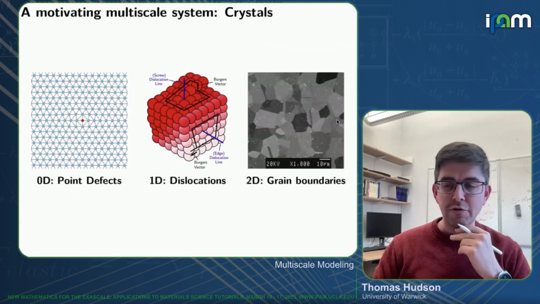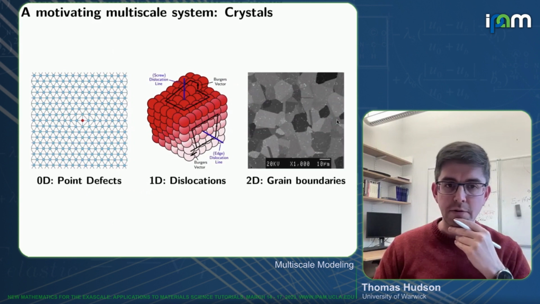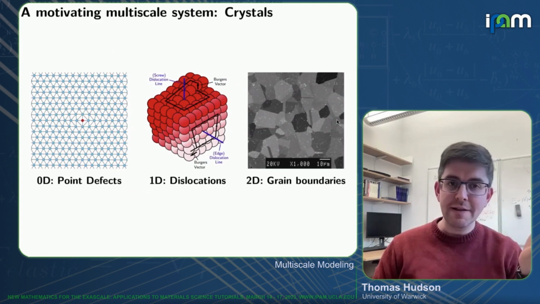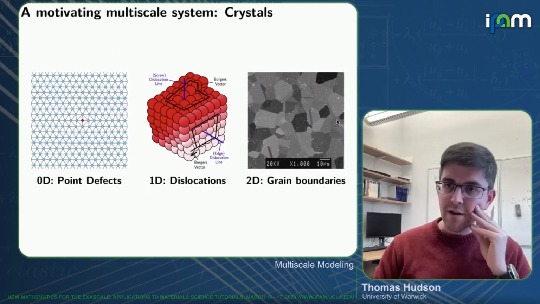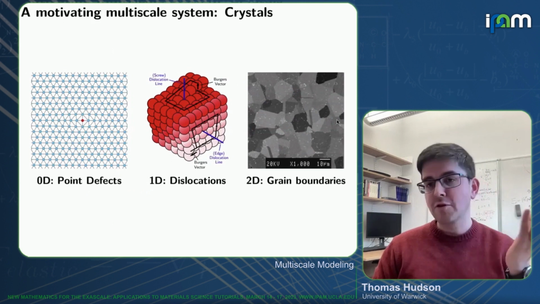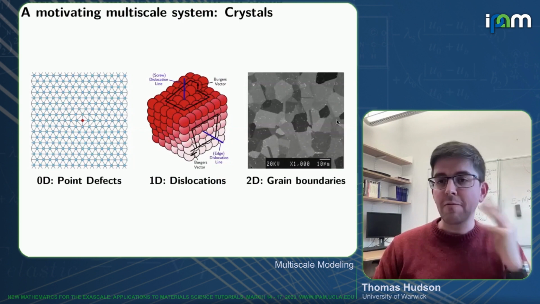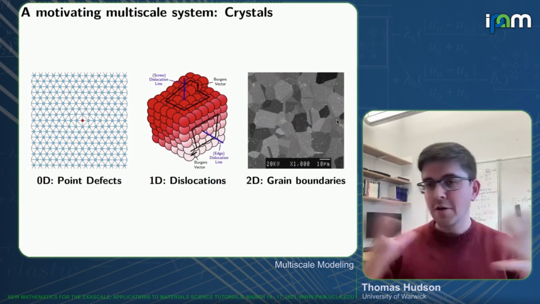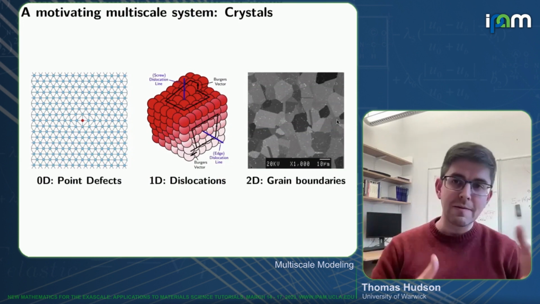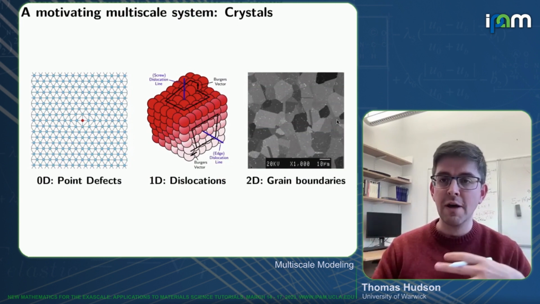We know that there is a huge range of defects that play roles in the mechanics and properties of these materials. So we've got point defects, like vacancies and interstitials. We've got line defects, dislocations, and then we've got 2D defects like grain boundaries, and you could even say we have 3D defects as well, like precipitates and microfractures. So all of these different things occur at different scales.